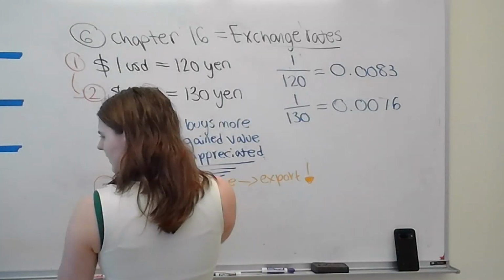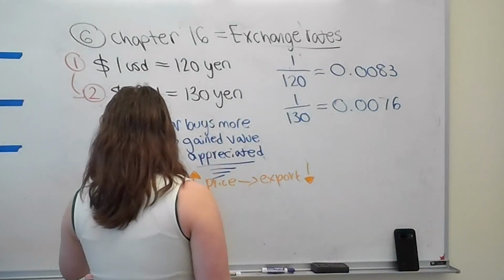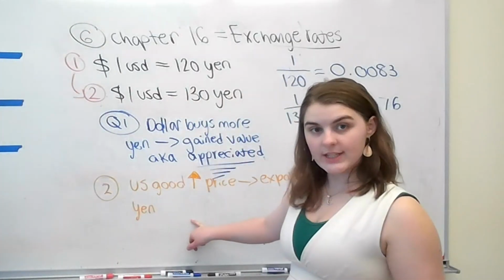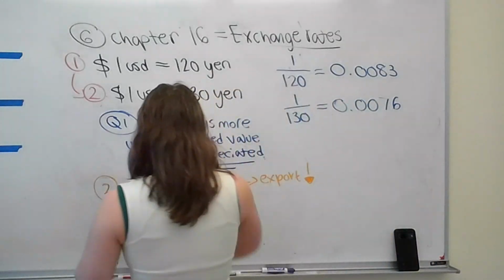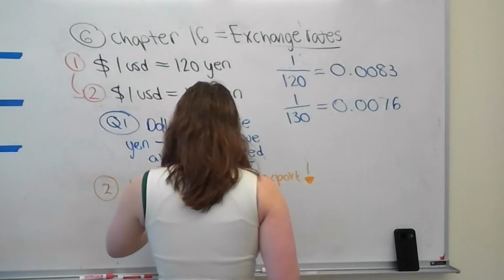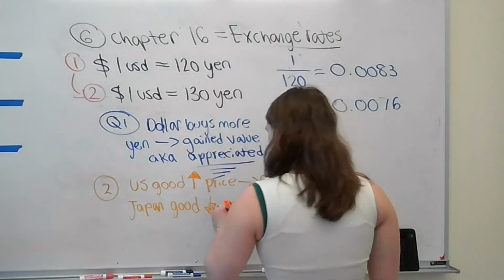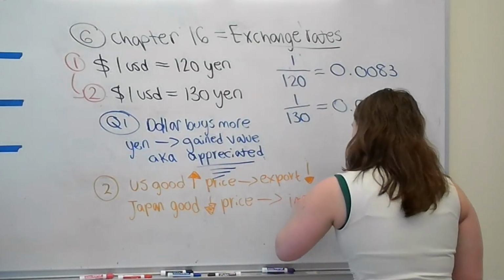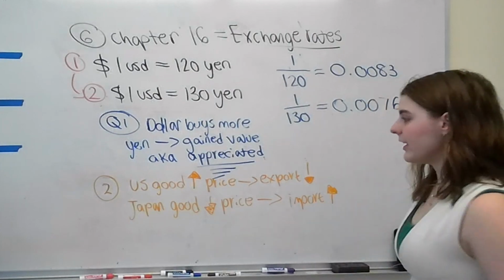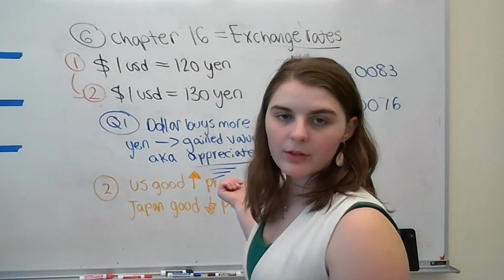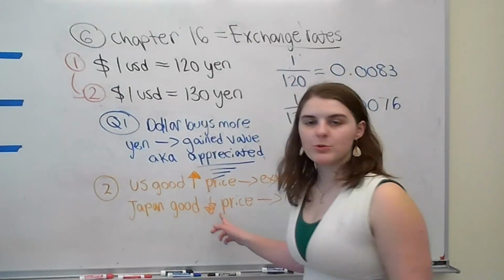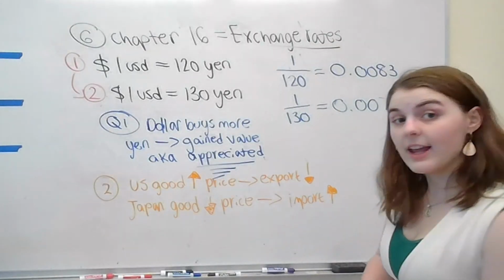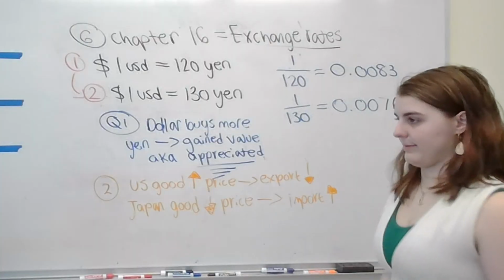And so in the opposite case, that means the yen got cheaper, or goods in Japan are now cheaper, so Japanese goods went down in price. That means people are going to import more, right? US goods become more expensive. People don't want to import those, so we're going to export less. Japanese goods become cheaper. That means we are going to import more of those, and they are going to export more.